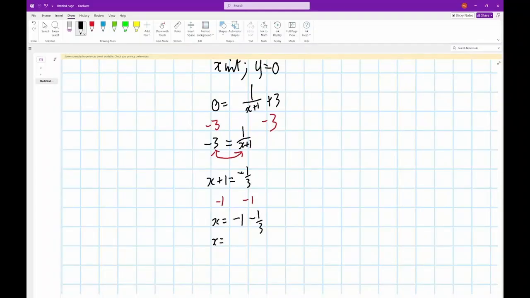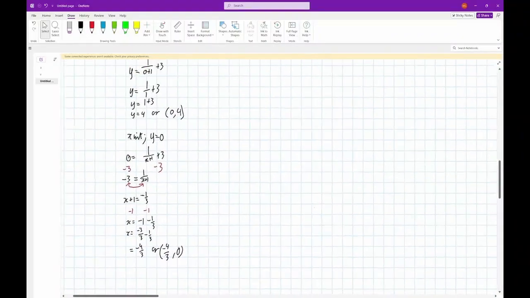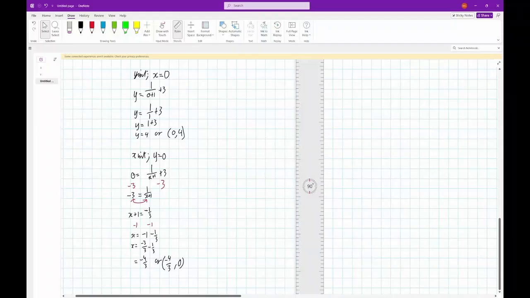This means that x is therefore going to equal, well, how many thirds are there in -1? There is -3 over 3 minus 1 over 3, which is going to leave us with -4 over 3, or in coordinate form, that would be (-4/3, 0). And so that is that. Now we can go ahead and draw our graph here.